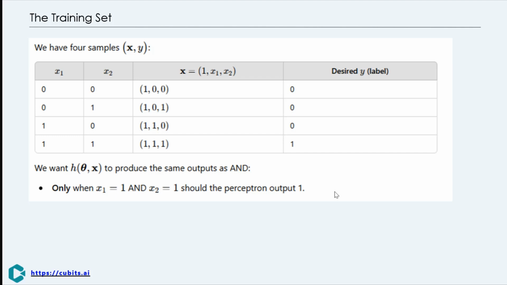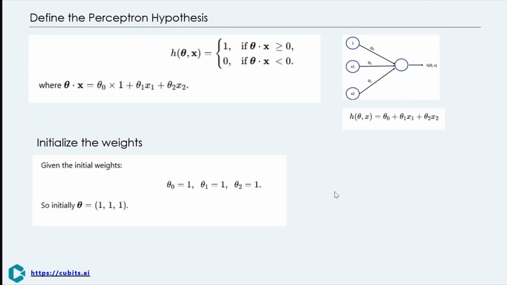So let's train this neural network. We have 4 samples including the bias input. We can see the 4 samples here, and we also see the desired y, or the label. We want the h theta x to produce the same output, and only when x1 equals 1 and x2 equals 1 should the perceptron fire. Let's take the initial weights to be 1, 1, 1. By the way, we can start with any weights, and we will iteratively find the weights that we need.